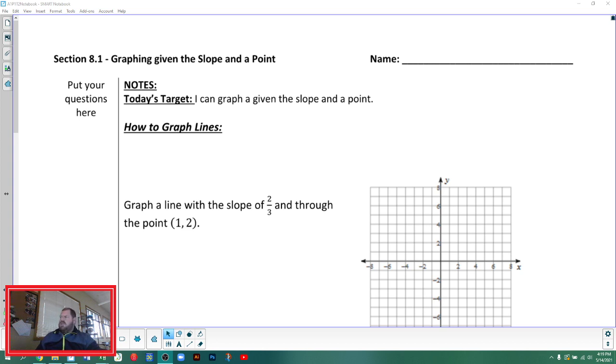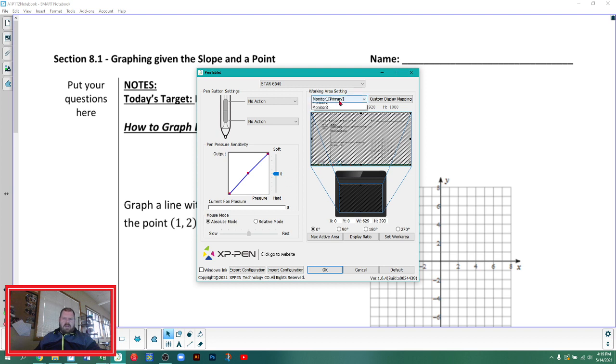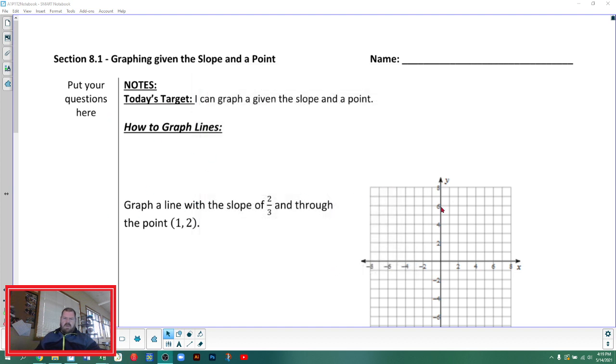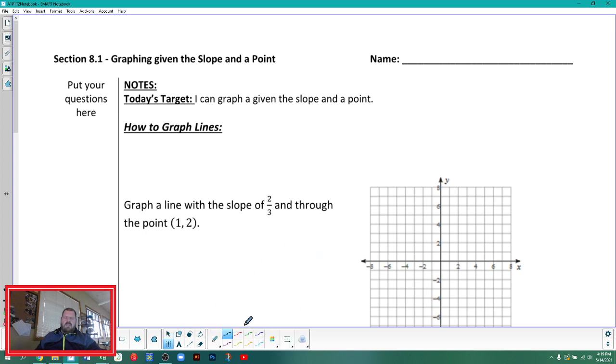We're going to start today by making sure that my pen's on the right screen. It didn't seem like it was. Okay, now we're good. Sometimes you just got to cycle it through them all.